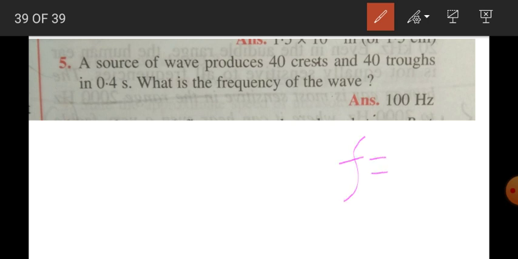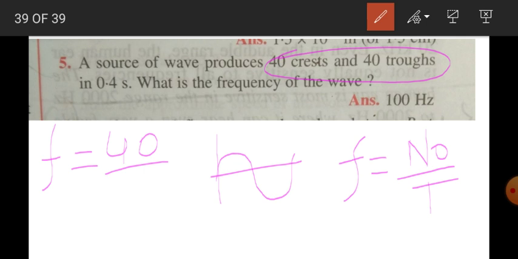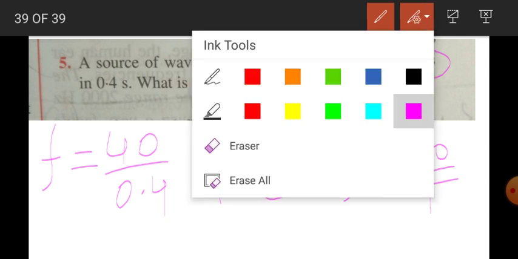Basic formula of frequency: number of vibrations per unit time. How many vibrations did they mention? 40 crests and 40 troughs means 40 waves. One crest and one trough make one wave. 40 crests and 40 troughs will make 40 waves, means 40 vibrations. In how much time? In 0.4 second.